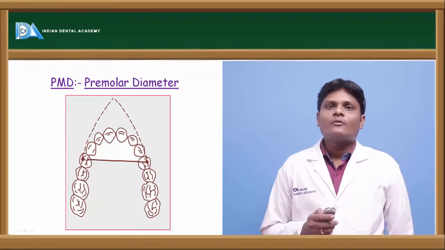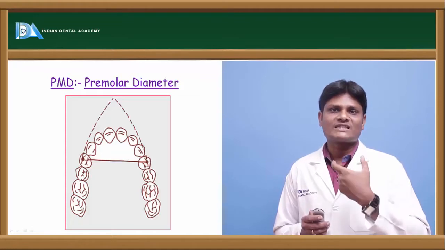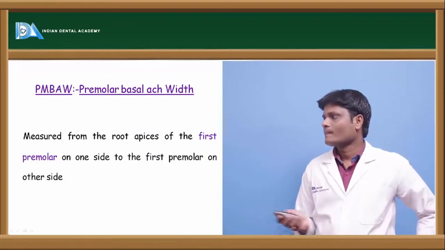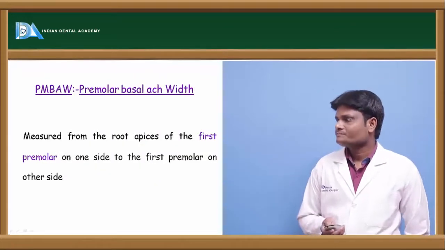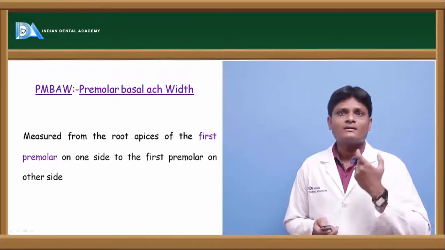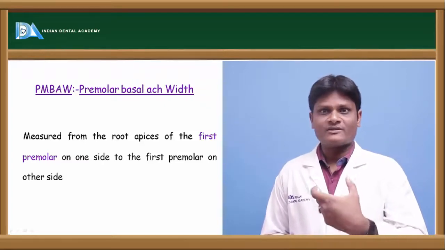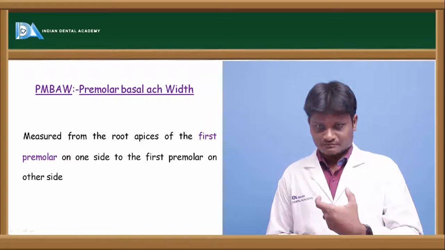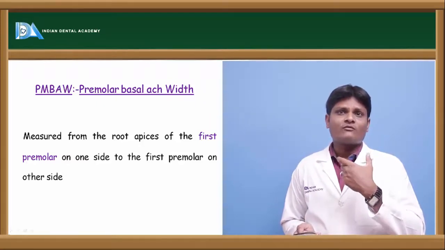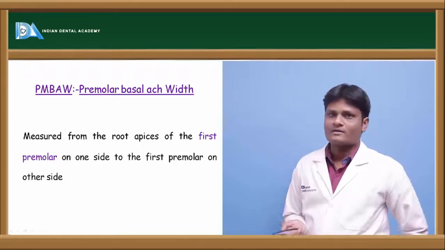Now we will measure the width of the arch in the region of the premolar from cusp tip to cusp tip. This is called the premolar diameter in the first premolar region. Next we will measure the premolar basal arch width. This is measured in the gingival region, in the apical region of the first premolar. Premolar basal arch width is measured from the root apex of the first premolar on one side of the arch to the first premolar on the other side of the arch.